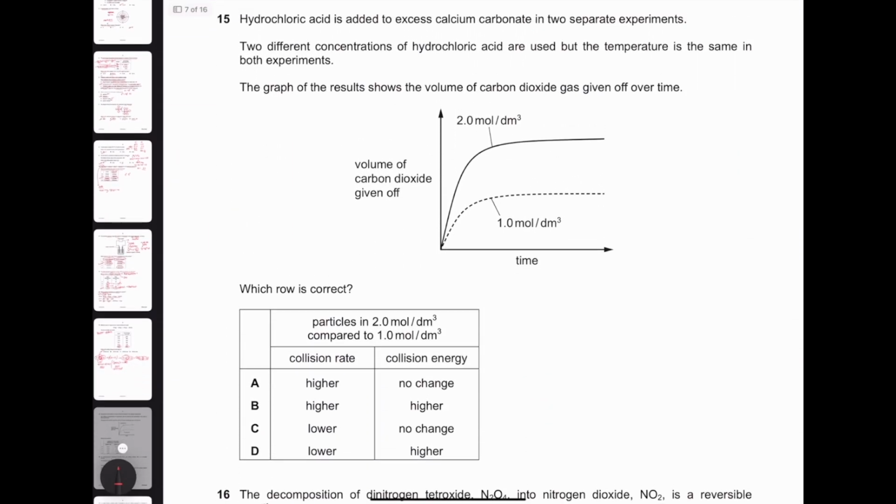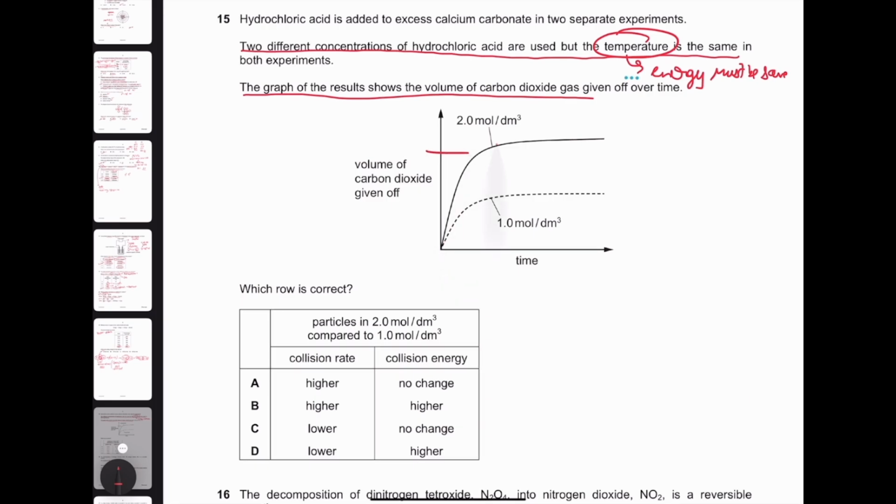Now, hydrochloric acid is added to excess calcium carbonate in 2 separate experiments. 2 different concentrations of hydrochloric acid are used, but the temperature is the same. So the temperature is the same means the energy must be the same. The energy depends upon temperature, right? So energy must be the same. The graph of the results shows the volume of CO2. So we can clearly see the one with more concentration is also obtaining a high volume of CO2. And the one with lower concentration is obtaining a low volume.